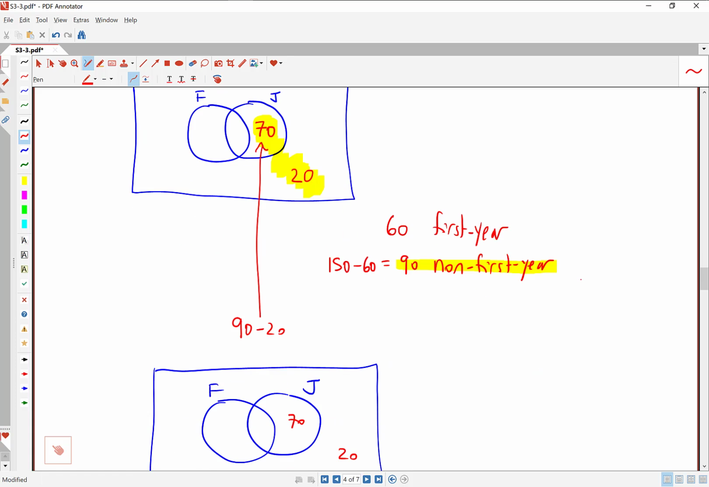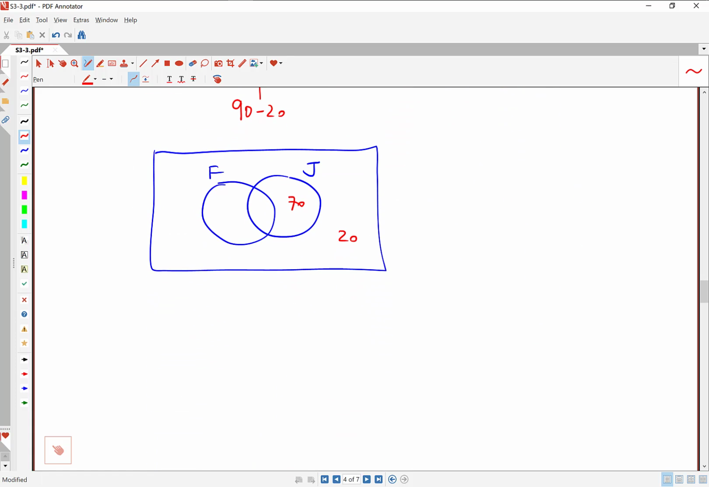Let's think about 112 having a job. So that means in this circle J, there are 112 students in total. Let's go 112 minus 70 to get 42 in that central middle region there. Now, there are a couple of ways to finish this off. Probably the easiest way is to say there's 60 first-year students in total. So these 2 numbers have to add up to 60. We could go 60 minus 42 gives us 18. That would be one way to do it.